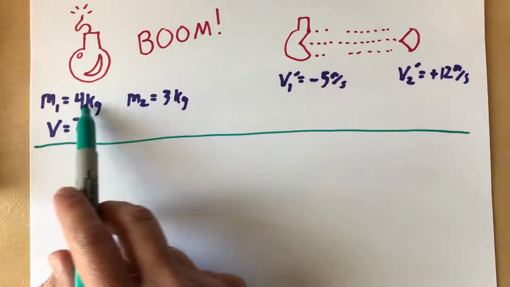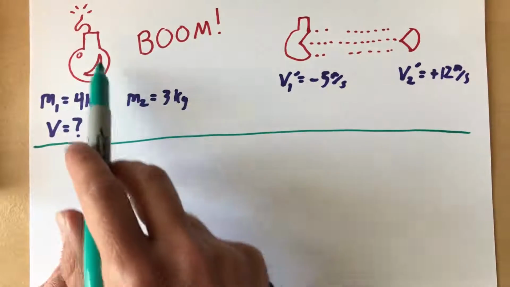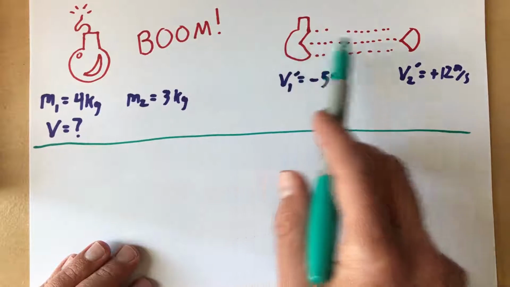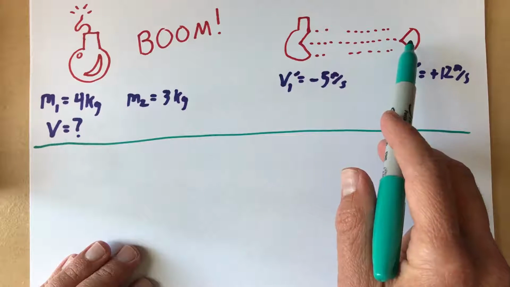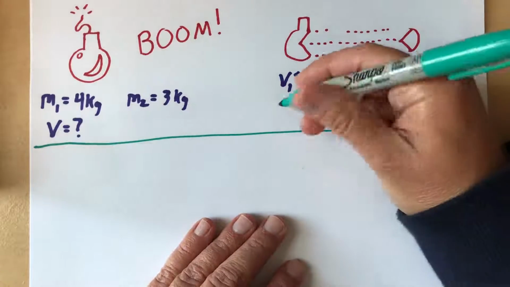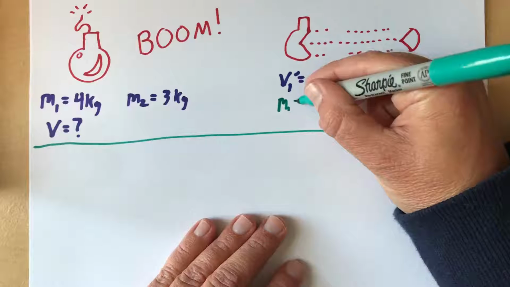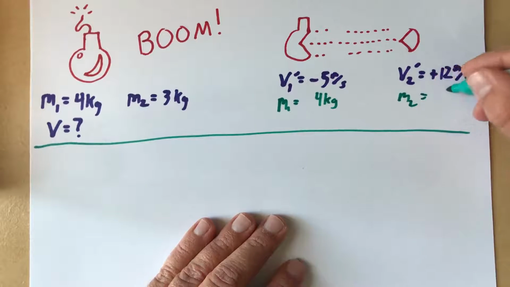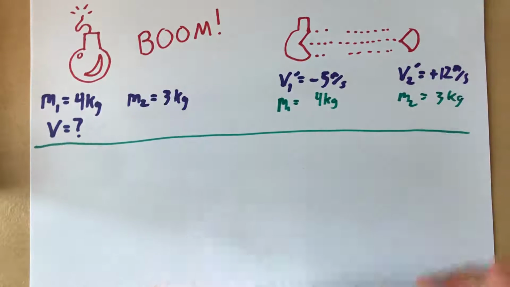And again, don't get confused by mass 1 and mass 2. They're basically saying, oh, these two pieces are traveling together. This piece is going to be 4 kilograms, that piece is going to be 3 kilograms. They do tell us the speeds of each of these afterwards, so we can find these. Let's take mass 1 is equal to 4 kilograms here, and mass 2 is equal to 3 kilograms, and we can find the momentums of each of those.